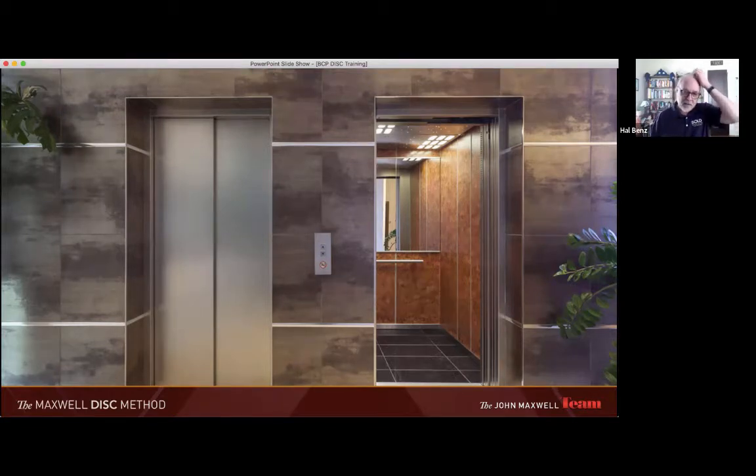Does anybody feel that that's kind of their elevator stance? Quick show of hands. Anybody feel that way? Okay, I see a couple of folks. You know, the truth is that that would probably make you somewhat of a reserved person.